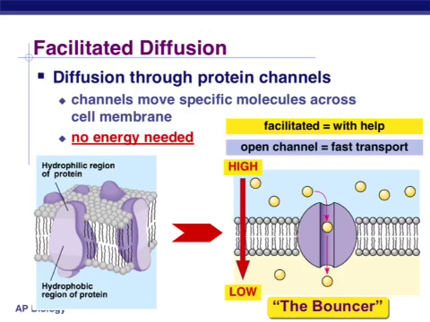So we've learned about passive diffusion. That's where no energy is required. The other type of diffusion is something called facilitated diffusion. Facilitated diffusion is diffusion with help.